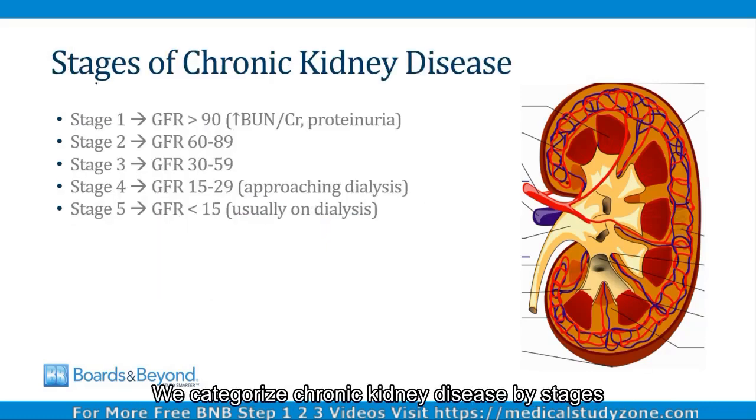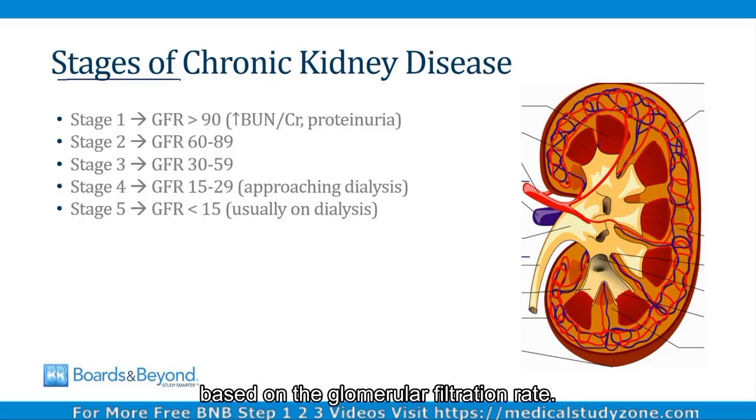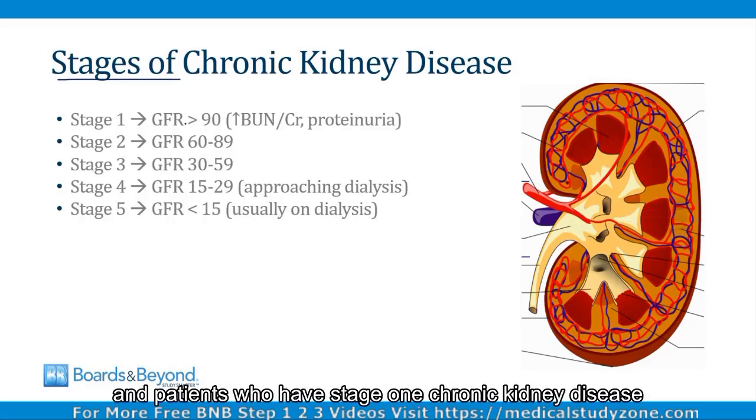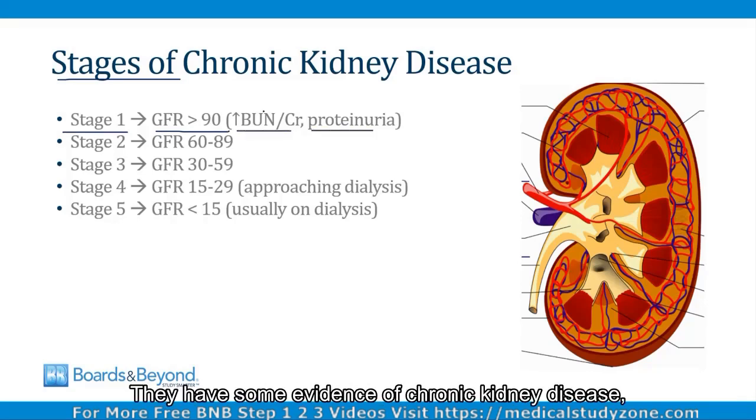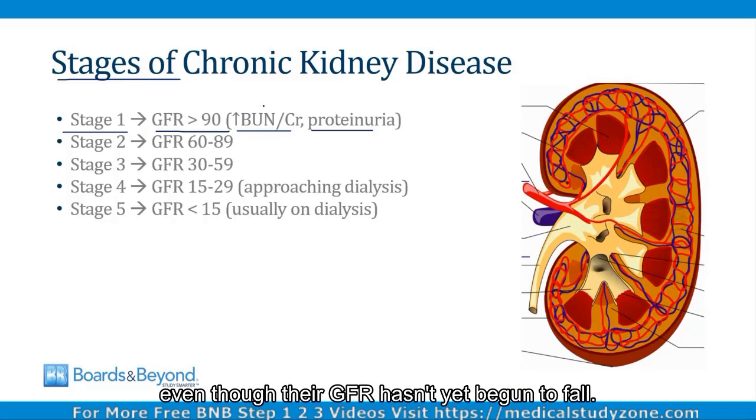We categorize chronic kidney disease by stages based on the glomerular filtration rate. So a normal GFR is greater than 90, and patients who have stage 1 chronic kidney disease have maintained a normal GFR, but they have a rise in BUN and creatinine, or they have protein in the urine. They have some evidence of chronic kidney disease, even though their GFR hasn't yet begun to fall.